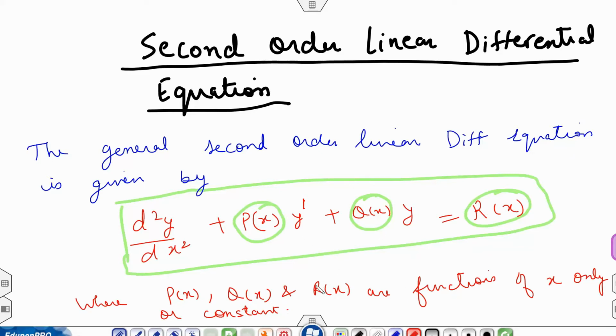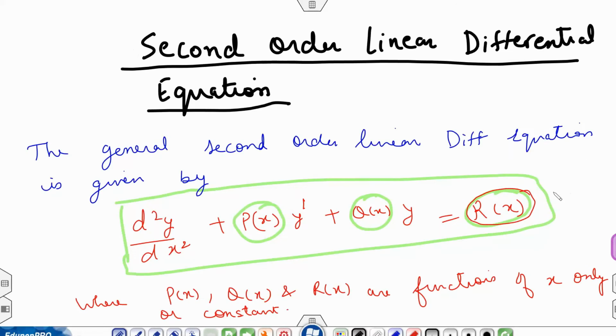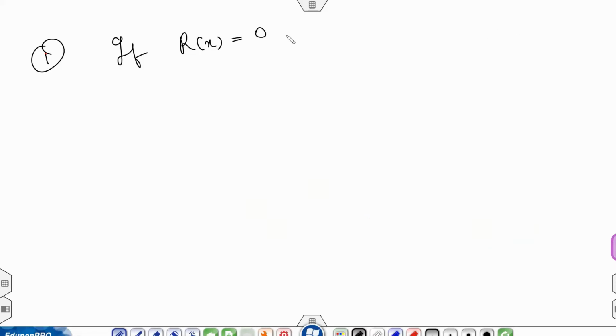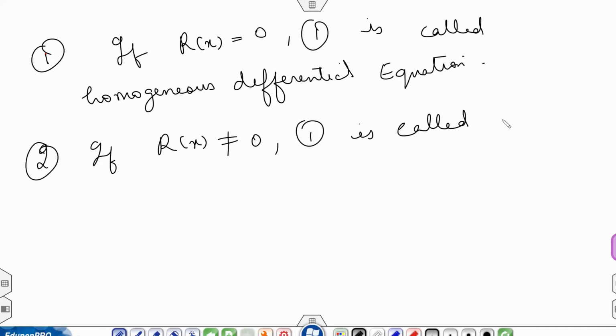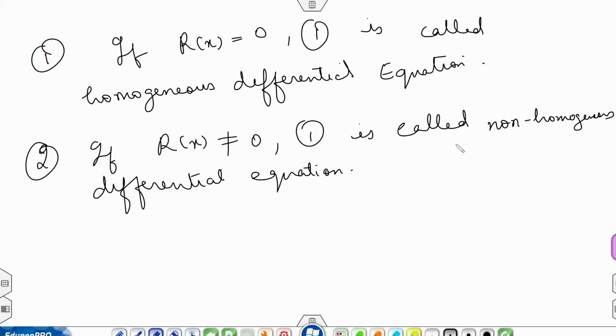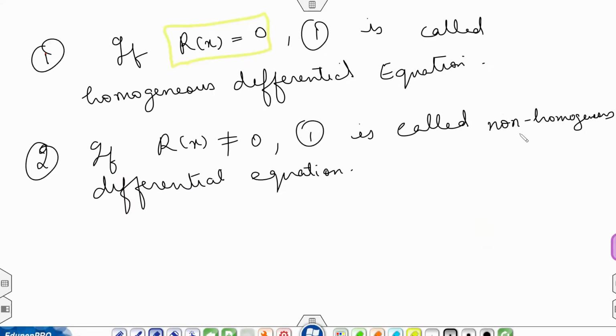We will discuss two cases: when r(x) is equal to 0 and when r(x) is not equal to 0. First, if r(x) is equal to 0, we call this equation, which I call equation number 1, a homogeneous differential equation. Now if r(x) is not equal to 0, then we call equation 1 a non-homogeneous differential equation. If you observe, if r(x) is 0 here, then equation 1 is called homogeneous, and if r(x) is not equal to 0, then we call equation 1 a non-homogeneous differential equation.